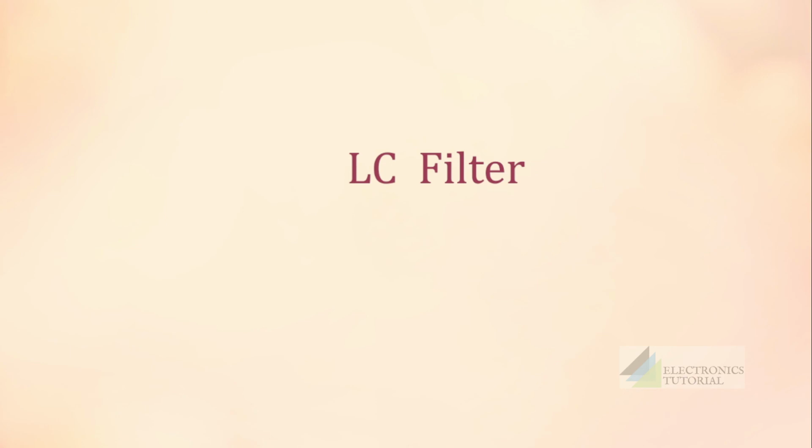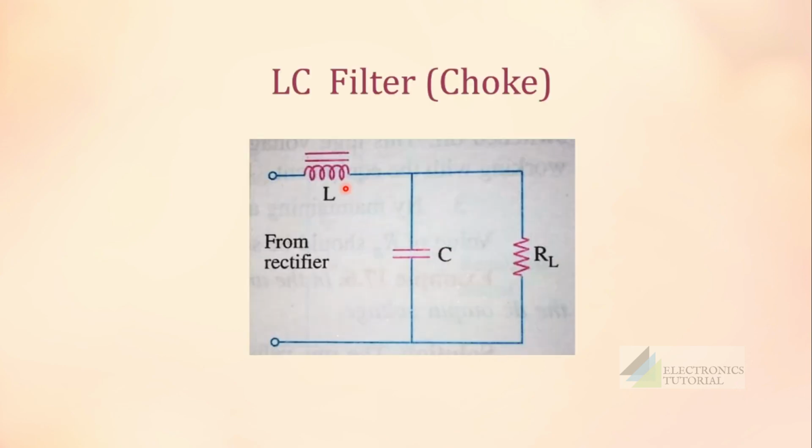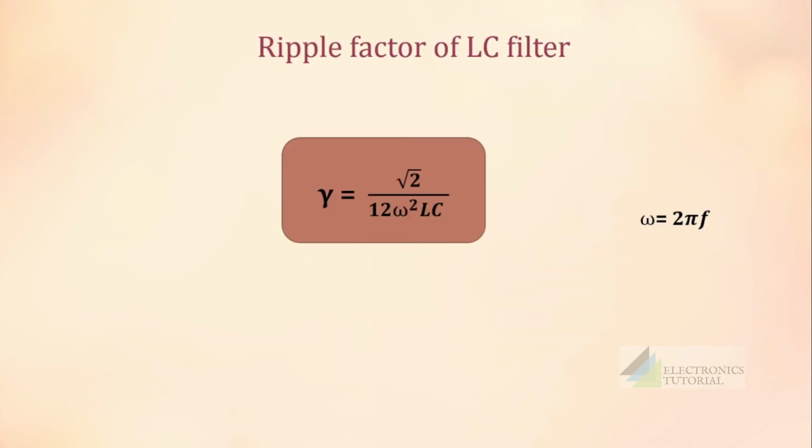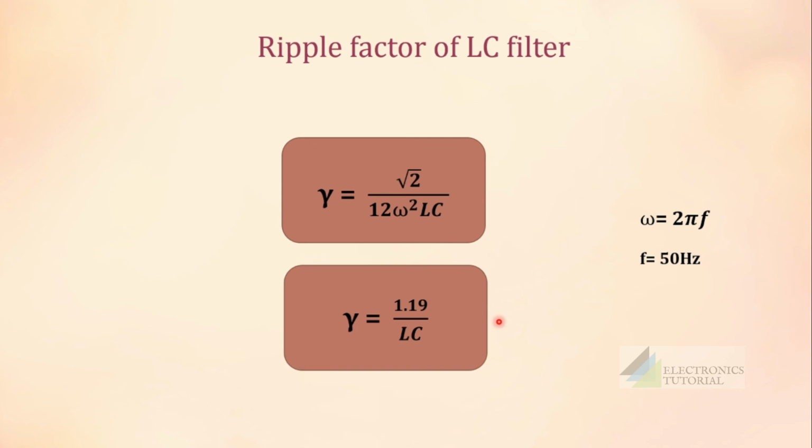Now we'll discuss another category, the LC filter. We have already seen that capacitors and inductors are very good at reducing the ripple levels. Here in this type of filter, we are going to combine these two effects together so that we'll be obtaining an even more reduced amount of ripples. We are connecting an inductor and also a capacitor to the output section of a rectifier. We know that it is good to connect inductors in series and capacitors in parallel, so we have chosen this combination. The LC filter has another name, the choke filter. Even more filtered output will be obtained by this combination, and it can be calculated by the equation: ripple factor is equal to root 2 by 12 omega square LC. As said before, if we substitute the value of frequency as 50 Hz, we'll get a reduced equation as 1.19 by LC.